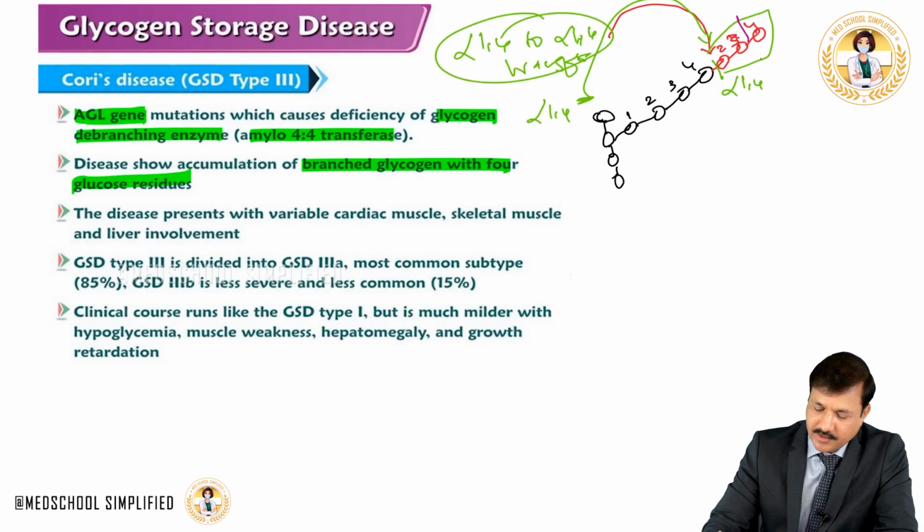and the glycogen phosphorylase will come, add inorganic phosphate here and release this glucose as glucose 1-phosphate, and it's going to go all the way like this. Glucose 1-phosphate molecules will be released.